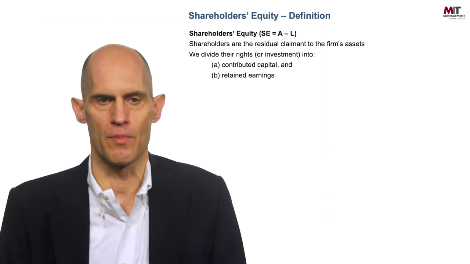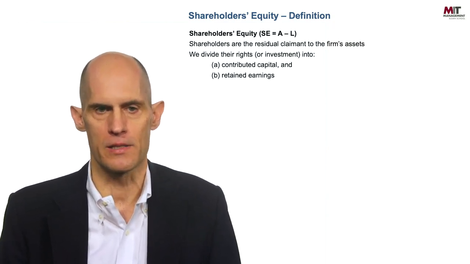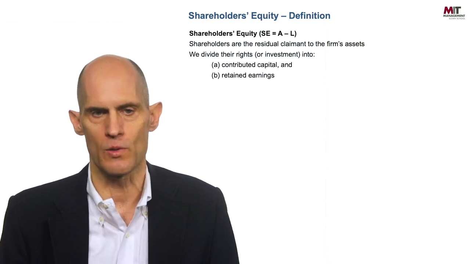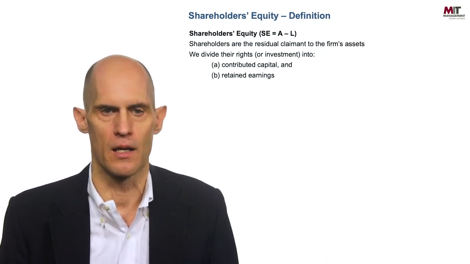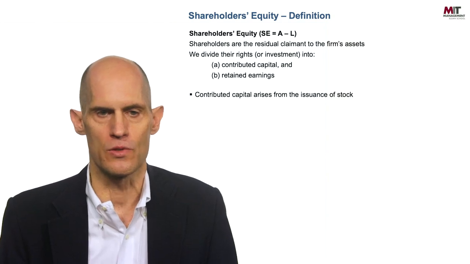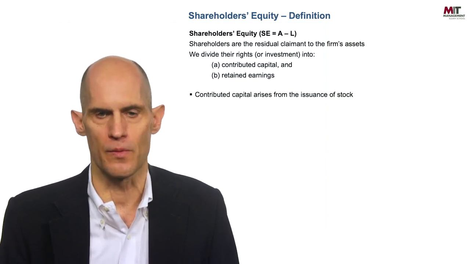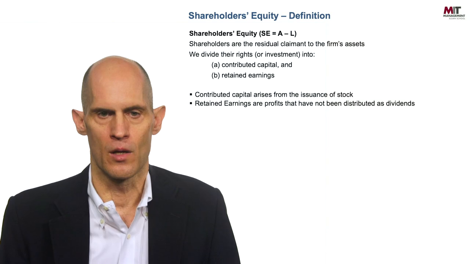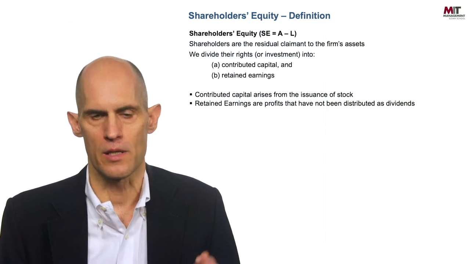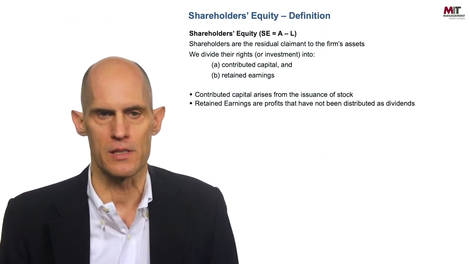And then just for accounting purposes, we're going to divide shareholders' equity into something called contributed capital, which is what happens when you issue stock, and something called retained earnings, which is what happens when you keep your earnings within the firm. So contributed capital, again, comes from the issuance of stock. Retained earnings are profits that we haven't given back to our shareholders as dividends. So that's a definition of assets, definition of liabilities, definition of stockholders' equity.